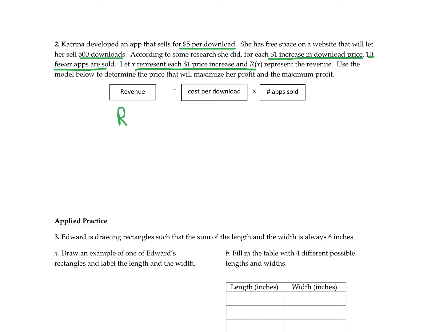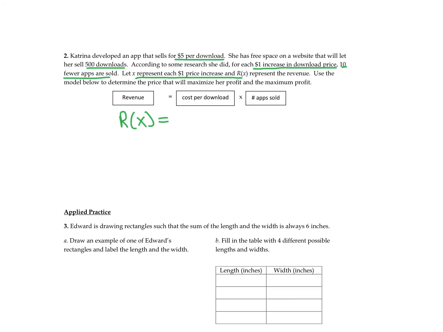So this is kind of like the one about the magazine subscriptions. R of X equals our cost per download is $5 per download. However, it's starting at 5 and it could increase. So it could go up by $1, $2, $3, who knows. So plus X, because we don't know how much we're going to increase the price by. And all of that multiplied to the number of apps sold. So she is selling 500 apps, but then for every increase in price, she loses 10 sales. So that's going to be our equation.